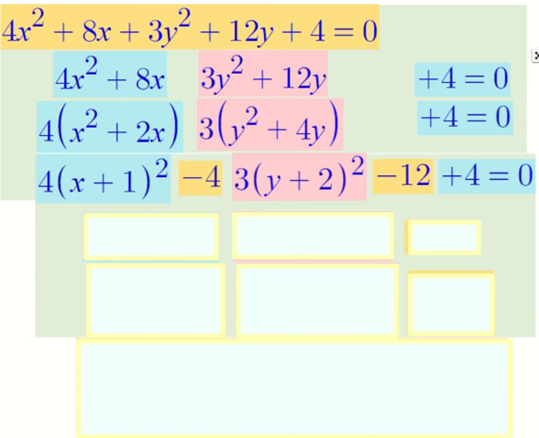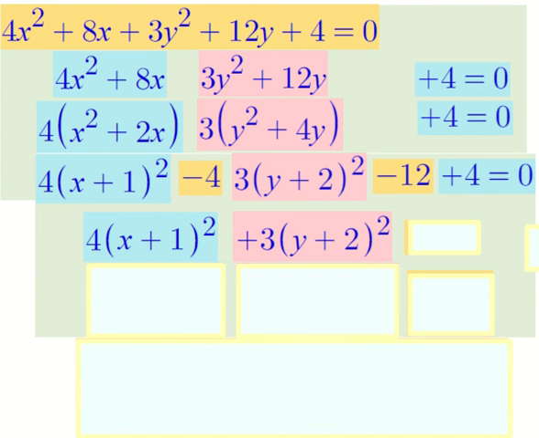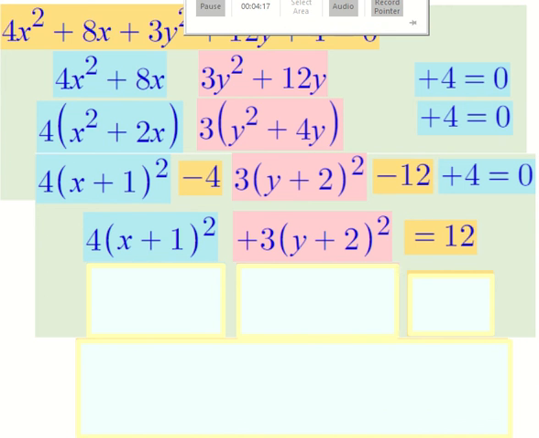Now, we want to put these terms together. So I'm just going to bring down this 4 times the quantity x plus 1 squared. I'm going to bring down this 3 times the quantity y plus 2 squared, right? But then negative 4, negative 12 is negative 16, plus 4 is actually negative 12. So I've got minus 12 equals 0. So if I add 12 to both sides, I get equals 12.